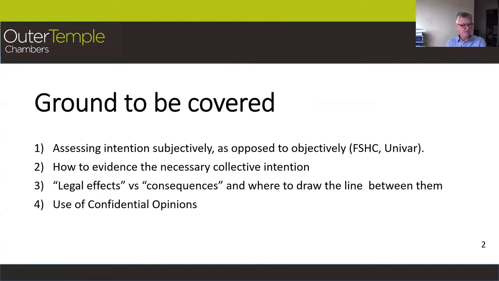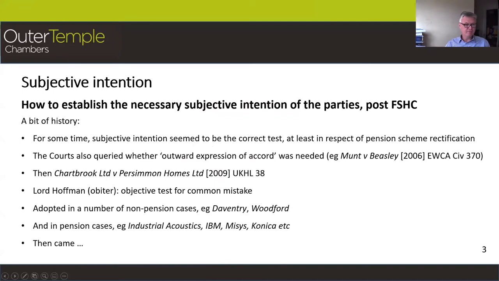The first of his bits is going to be going into a bit more detail about how to evidence collective intention, collective subjective intention, in particular in the light of the judgment of Mr. Justice Trower in Univar. He's then going to talk a little bit about legal effects versus consequences, and how you assess the line between the two. And then I'm going to finish off with a little bit about the use of confidential opinions in pension rectification claims.